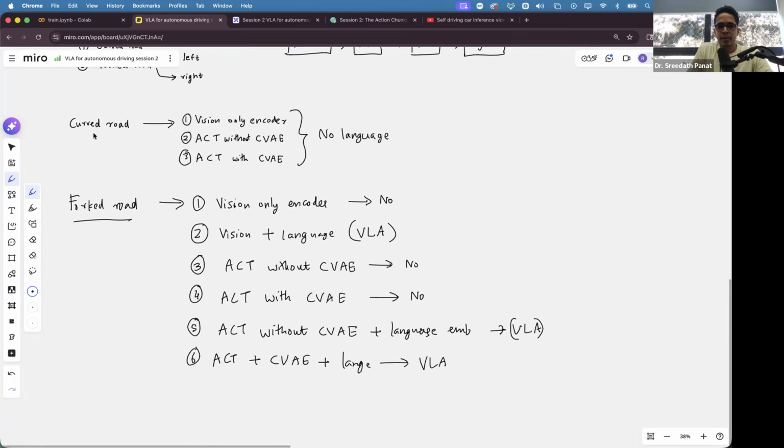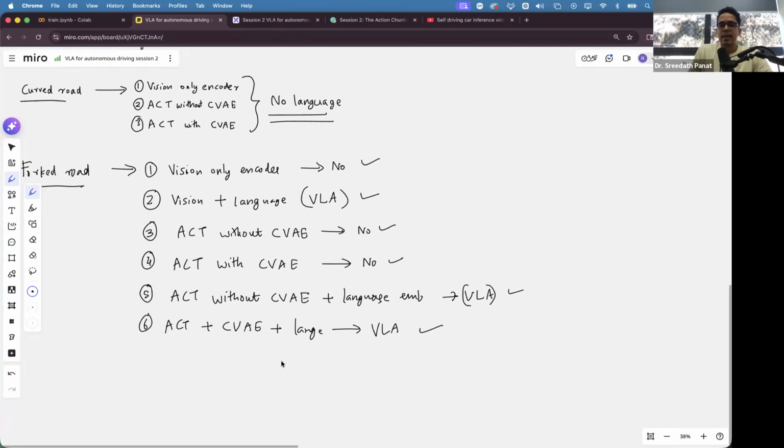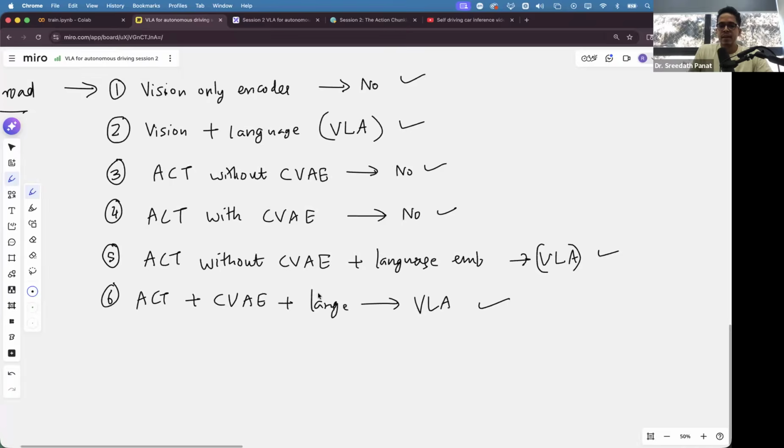3 experiments are possible in curved road. In curved road, there is no language. In forked road, in half of the experiments, there is no language. So this one, and this one has no language. In the other half of the experiments, there is language. And that too, in those experiments where action chunking transformer is used, in half of the experiments, we don't have conditional variational autoencoder. In half of the experiments, we have conditional variational autoencoder. And I'll tell you why we need CVAE when it comes to the slide.